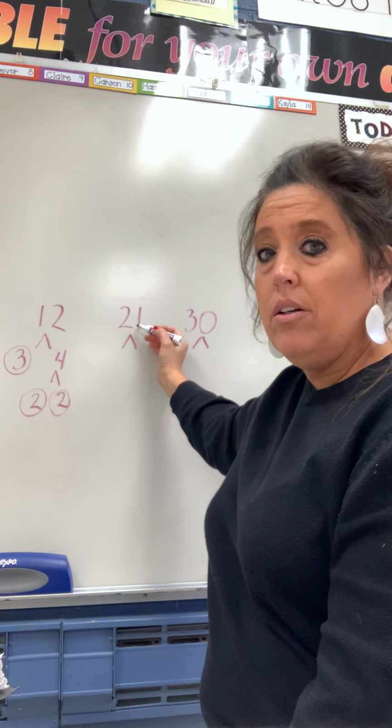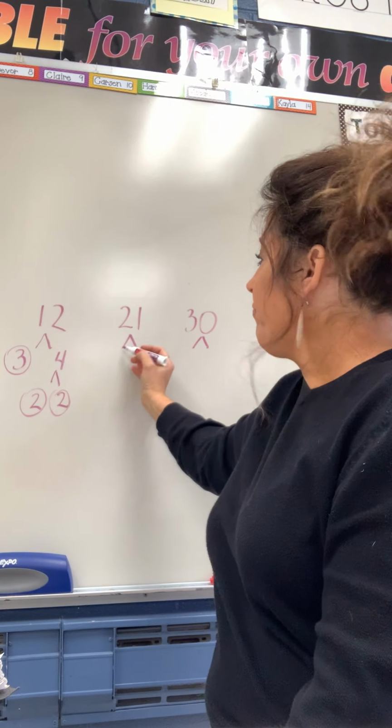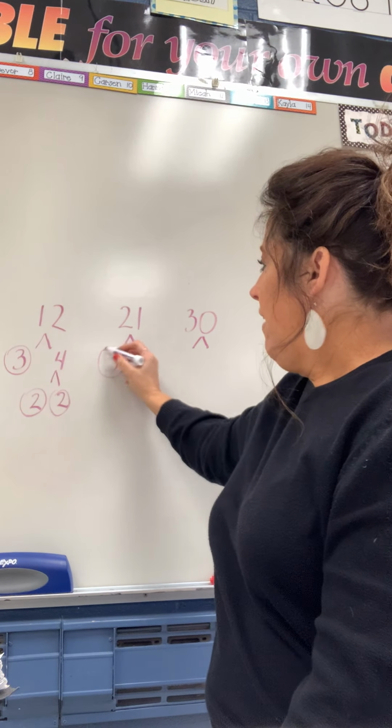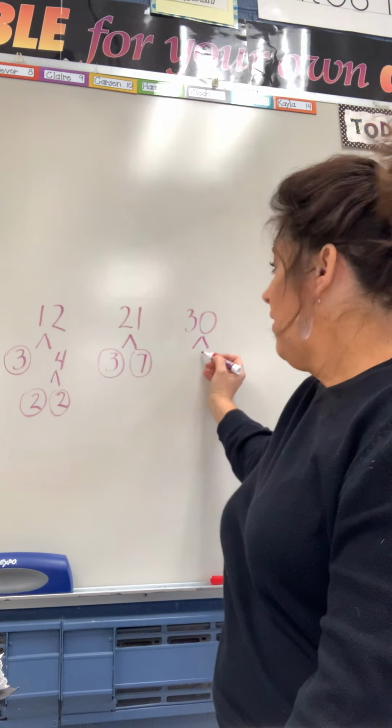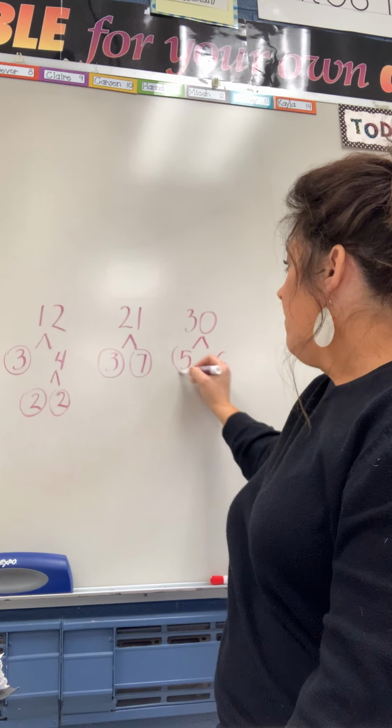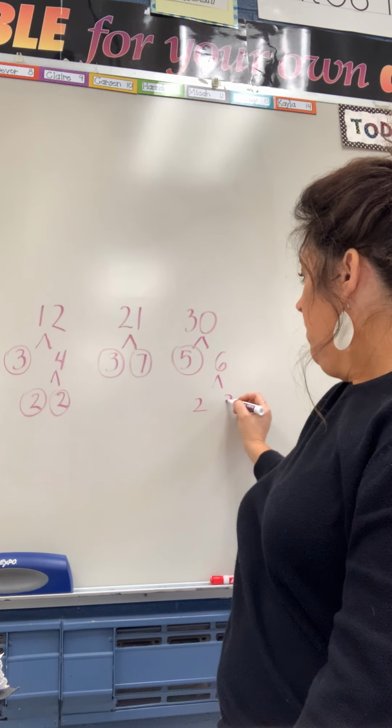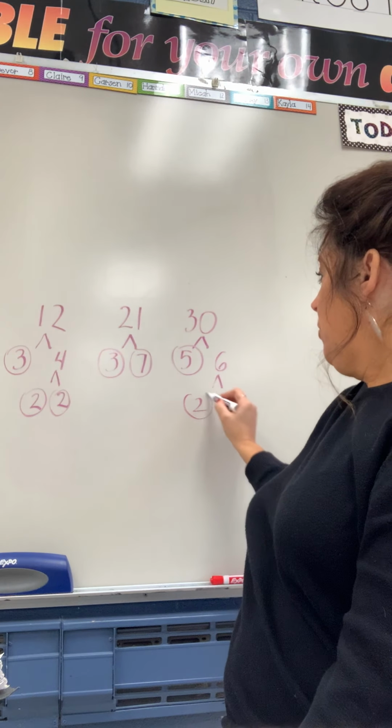Now we go to 21. What factor set equals 21? Right, 3 and 7, both are prime. And with 30, I'm going to use 5 and 6. 5 is prime. We can break 6 down into 2 and 3.